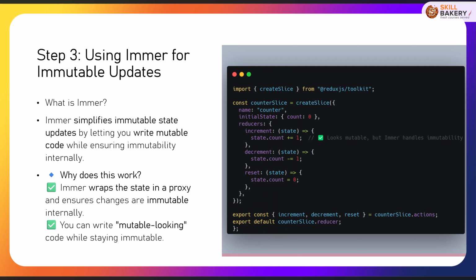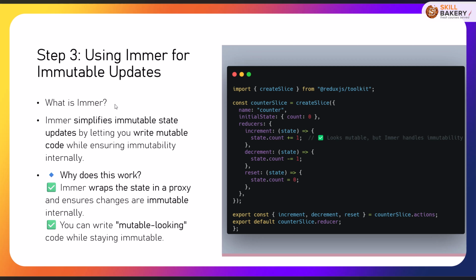Now, the next step is using Immer for immutable updates. So what is Immer? Immer simplifies immutable state updates by letting you write mutable code while ensuring immutability internally. And the best part is Immer is built into Redux Toolkit by default.